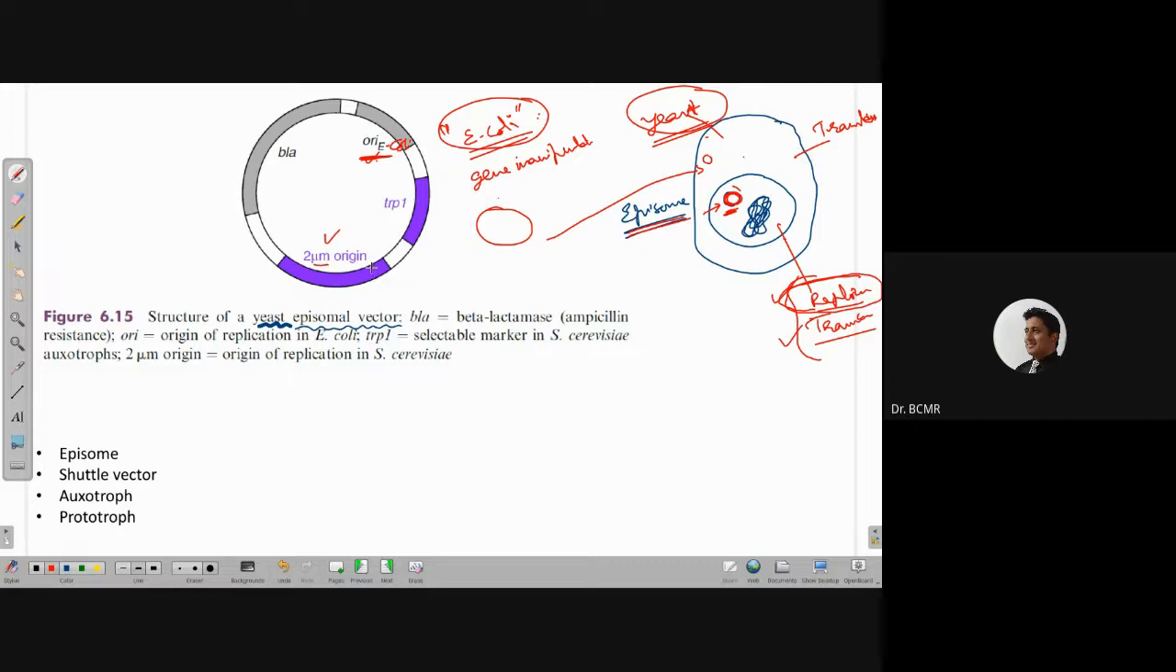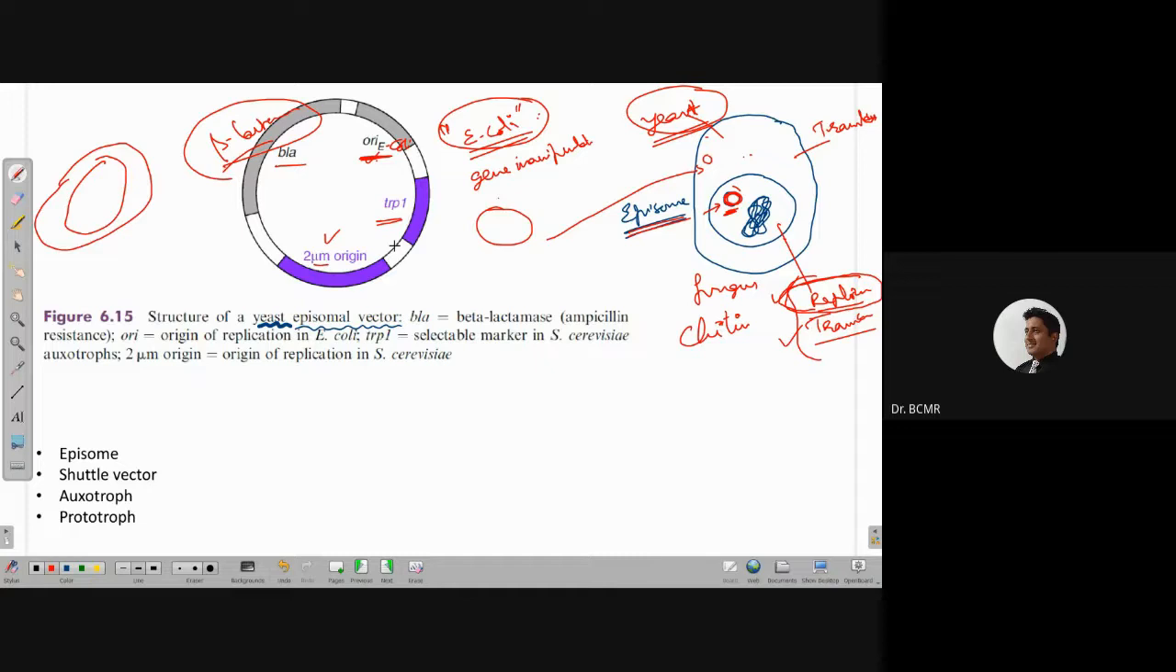But we also need a selectable marker. One for E. coli is beta-lactamase, and we cannot use the same beta-lactamase in yeast. Beta-lactamase protects against inhibition of the formation of peptidoglycan, and bacterial cell walls are made up of peptidoglycan. Whereas yeast is a fungus, and its cell wall is made up of chitin. So beta-lactamase cannot really work in yeast. So we need a separate selection marker for yeast, and that is where we are using TRP1.